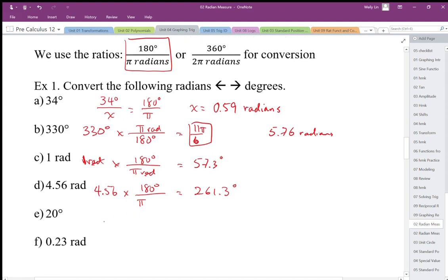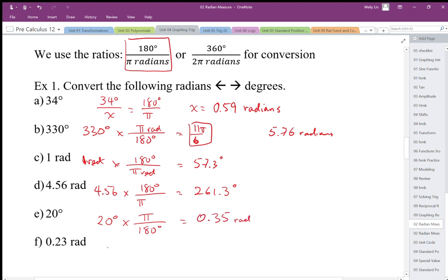So 20 degrees here, I'm going to times by pi over 180 degrees on the bottom to cancel out, and then I'm going to simplify. Now this is not a special angle, so I'm going to convert it to a decimal. Although you could find common factors and put it into a fraction, since it's not a special angle, we're not going to bother doing that. So here I'm going to get 0.34, round that to 0.35 radians.